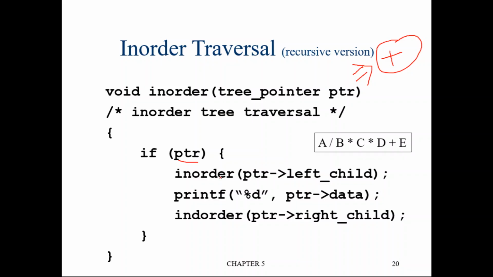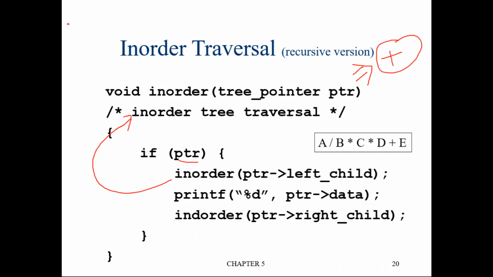Then again you are calling inorder with PTR arrow left. This is called recursion, a function that calls itself. But as you know, whenever you call a function, the return address will be pushed into the stack, and the other required data will also be pushed into the stack.